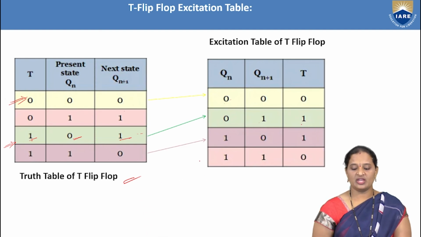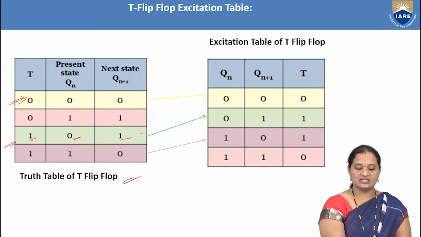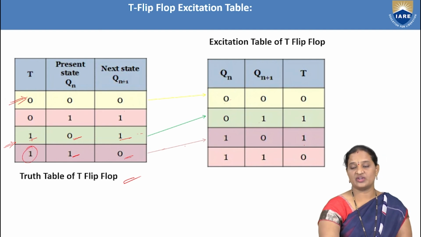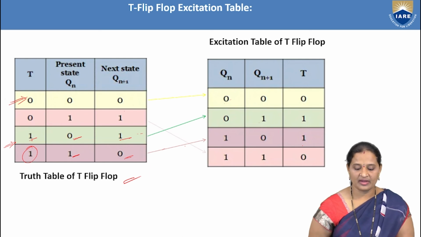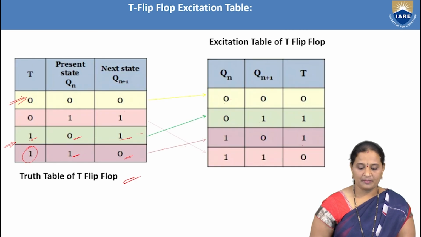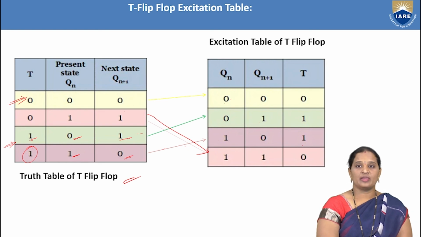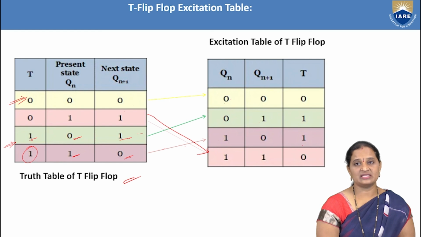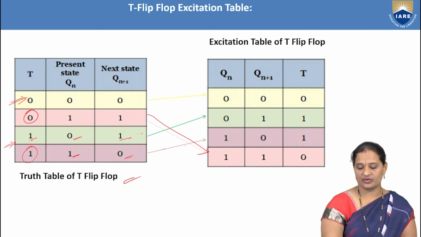Next up, coming to the present state 1, next state 0. So here, this is a combination where we have present state as 1 and the next state as 0, where the T input is 1. That is filled here. Next up, the last one, present state is 1 and the next state is also 1. So here this is the condition which is showing us the present state as 1 and the next state as 1, in which the toggle input is 0. So we are filling it.